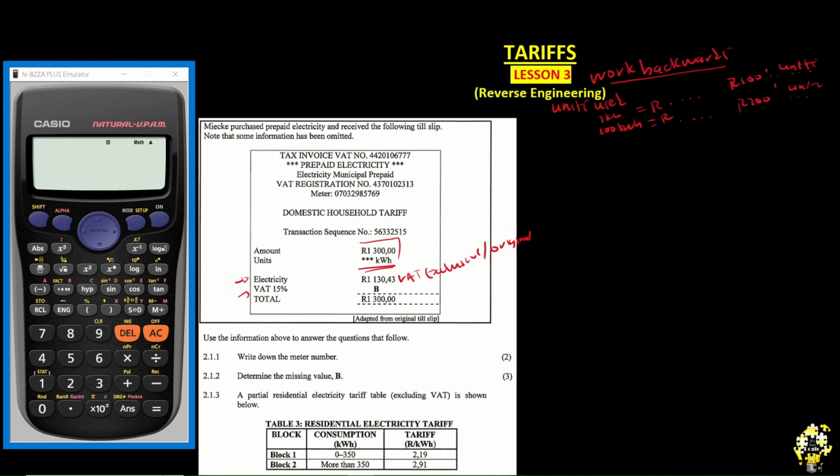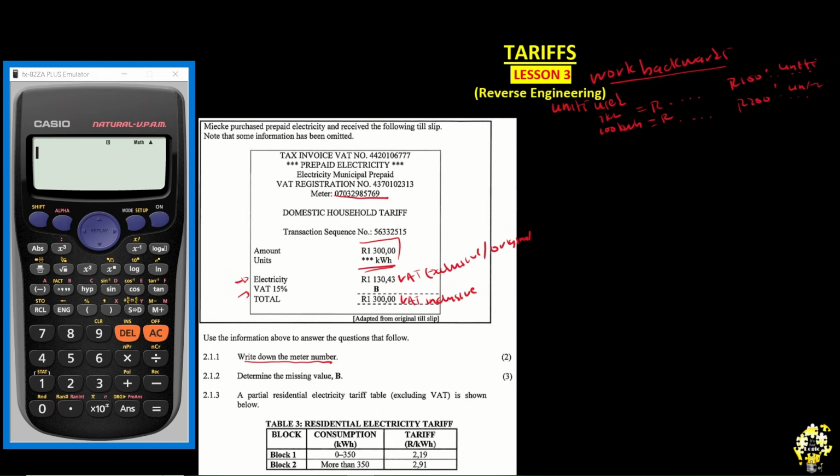They want us to calculate the VAT. After adding the VAT, when it is now VAT inclusive, it has become 1,300. So you can solve that. Okay, first of all, the meter number is here. You can write the meter number.